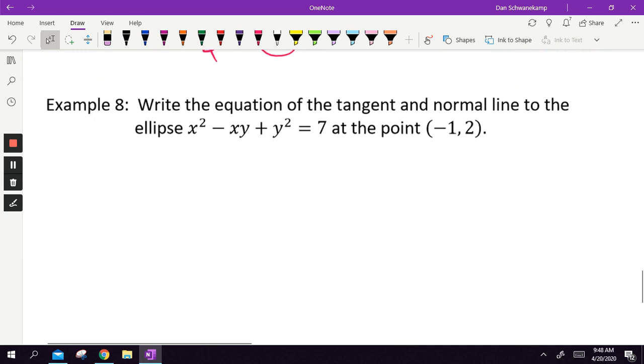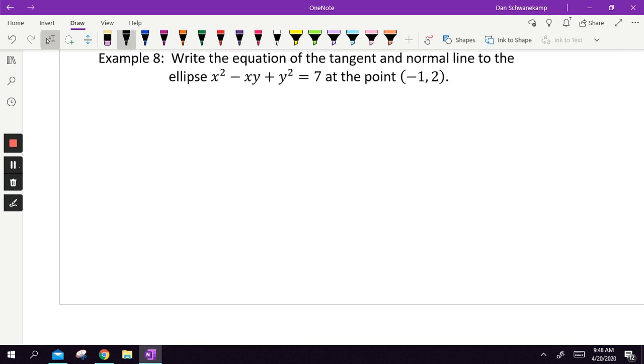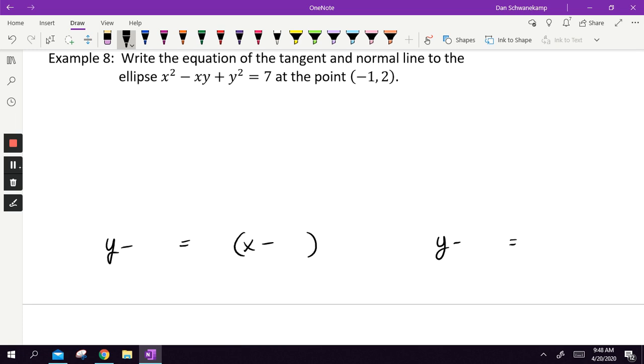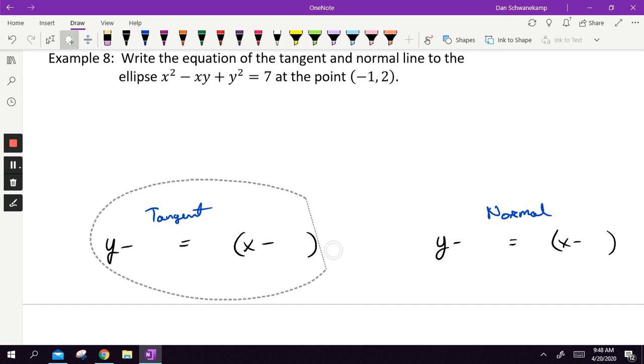Let's try one last one. Write the equation of the tangent line and normal line to this ellipse at that point. Let's do that first: y minus equals x minus. As soon as I read tangent line and normal line, I'm doing this. This is going to be my tangent line. This is going to be my normal line. I might run out of space, so I'm going to move this over.